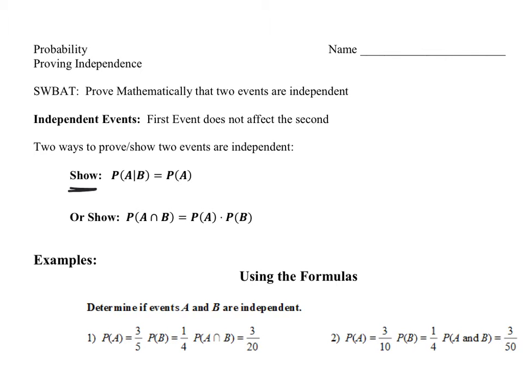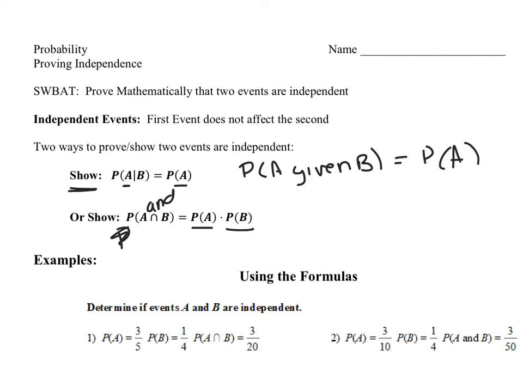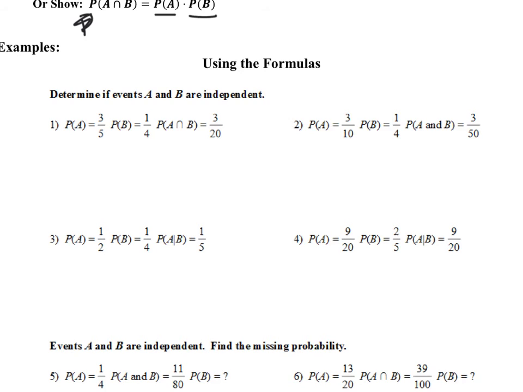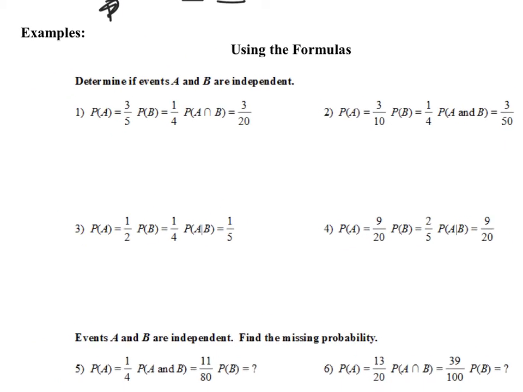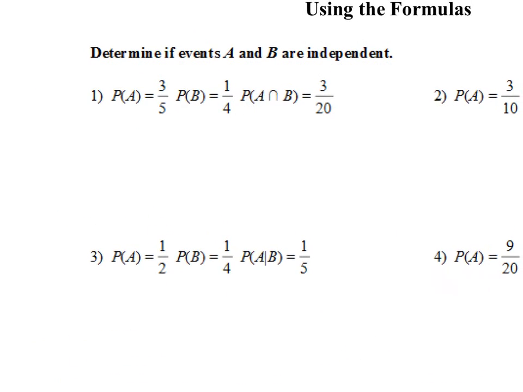So if two things are independent, then we know that the probability of A given B, remember those are the words, is equal to the probability of the first one, or A in this case. Remember, these are the first one. Or we can say that the probability of the intersection, remember A and B, is equal to the individual probabilities multiplied together. So just to use these formulas to get an idea, we can prove things are independent here.